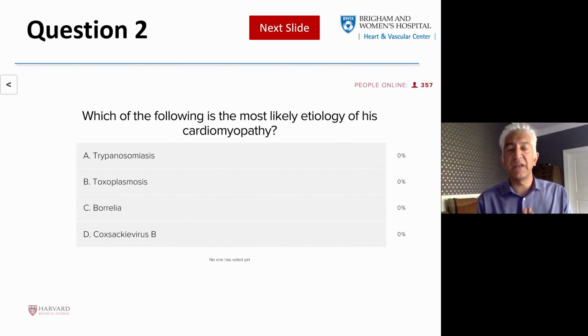Is it A, trypanosomiasis, B, toxoplasmosis, C, a Borrelia infection, or D, Coxsackie virus B?